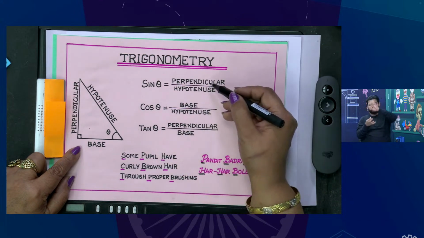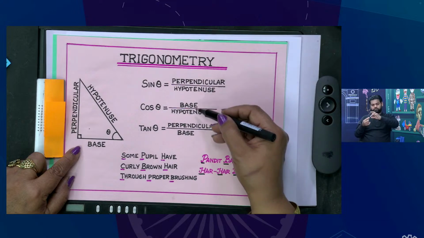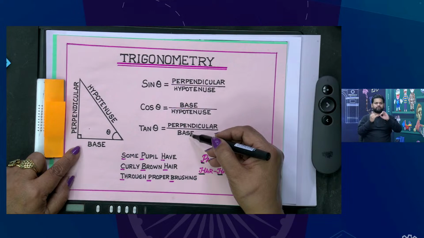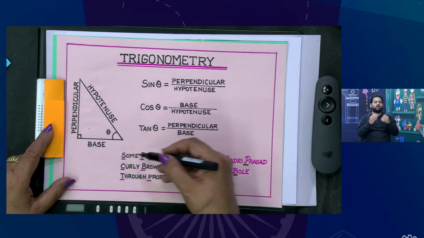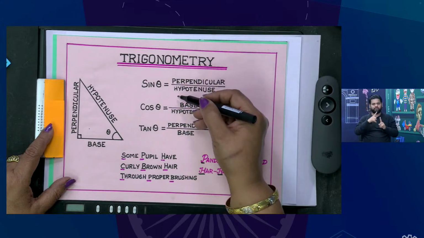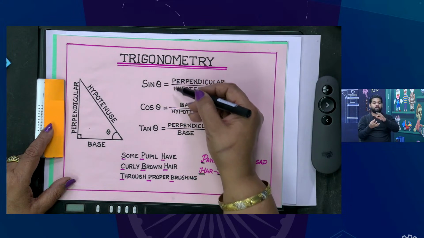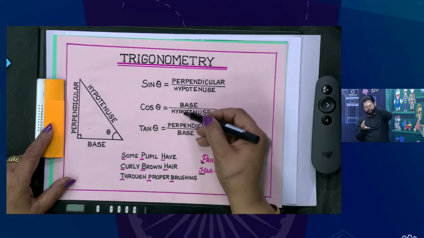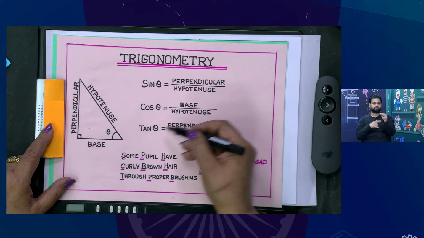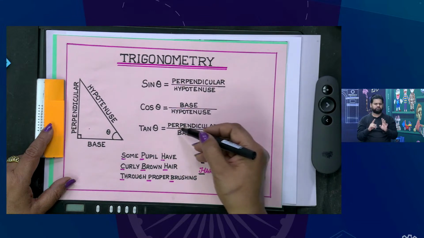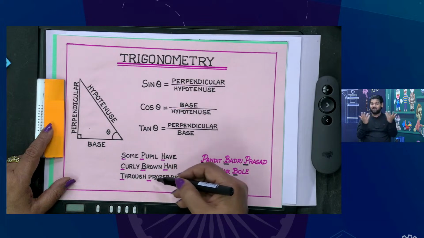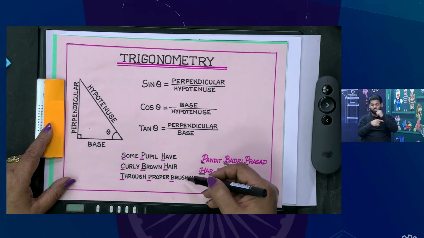Let us recall. Pandit, Badri, Prashad, Har, Har bole. Okay. Yes, the other formula also. Some people have. Sin theta is equal to perpendicular upon hypotenuse. Some people have curly brown hair. So cos theta is equal to base upon hypotenuse. And what is tan theta, children? It is perpendicular upon base, which can be remembered with through proper brushing. I hope it is clear.